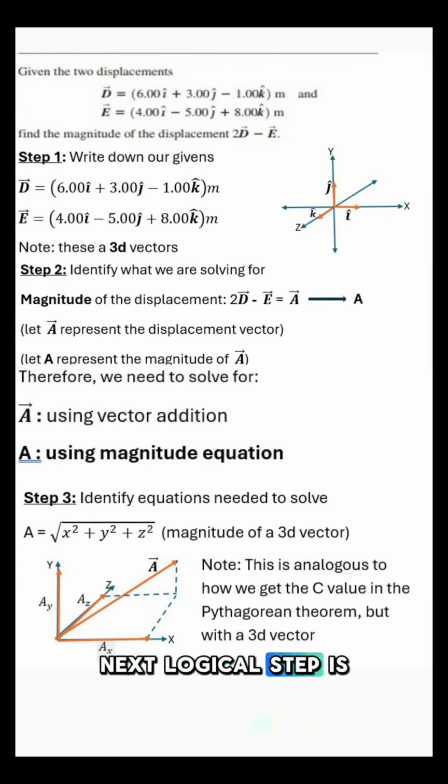The next logical step is to identify the equations we need to solve. Below is the magnitude equation for a 3D vector: a equals the square root of x squared plus y squared plus z squared. I just want to note that this is analogous to how you get the c value in the Pythagorean theorem, but with a 3D vector instead. We can see az goes in the z direction, ax goes in the x direction, and ay goes in the y direction. If we take the square root of the sum of the squares of all three sides, we get the amplitude a, similar to how in the Pythagorean theorem, the square root of a squared plus b squared equals c.